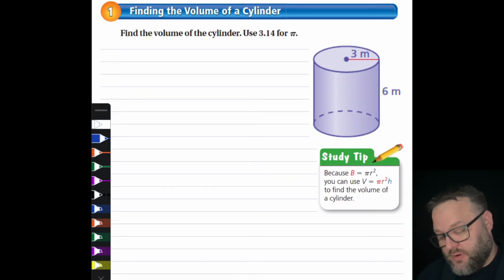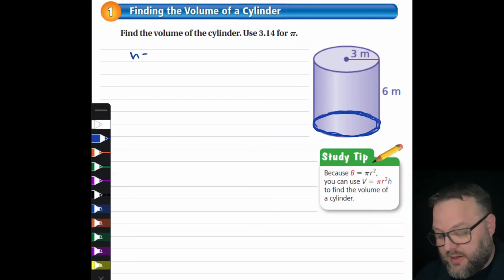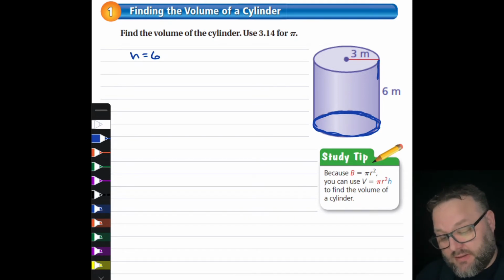Now, what I'm noticing here is what it's resting on is a circle, okay? And it's 6 meters tall. Well, if I look at the circle down here at the bottom, I don't get any information I can use except that it's 6 meters tall. So I know my height is going to be equal to 6 because it says it right here.